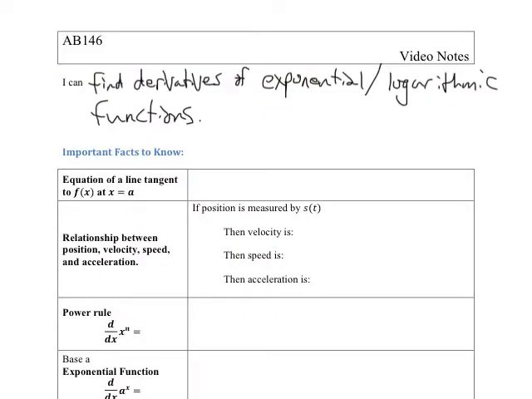Alright, so in the last video we got this equation. We can probably come up with it real quick again. The equation of the line tangent to f of x is y minus y1 equal to m times x minus x1.